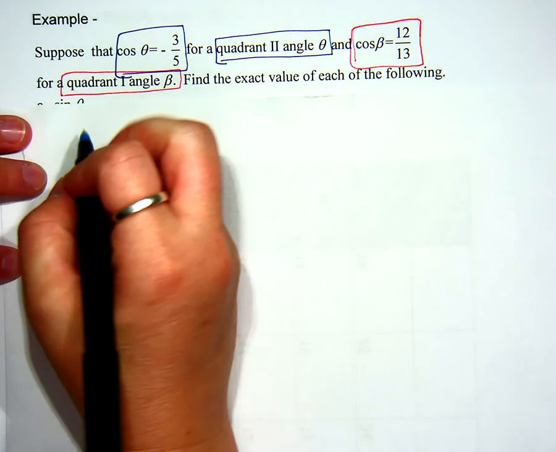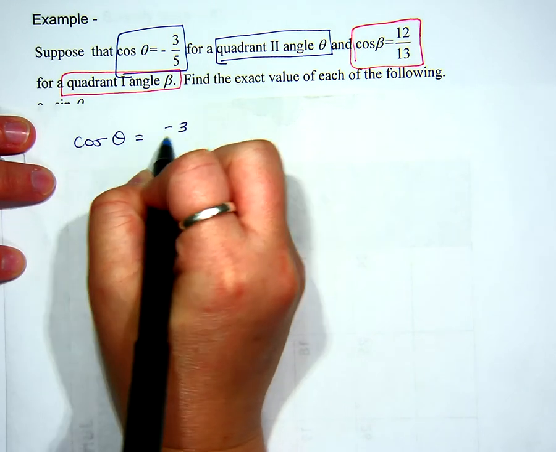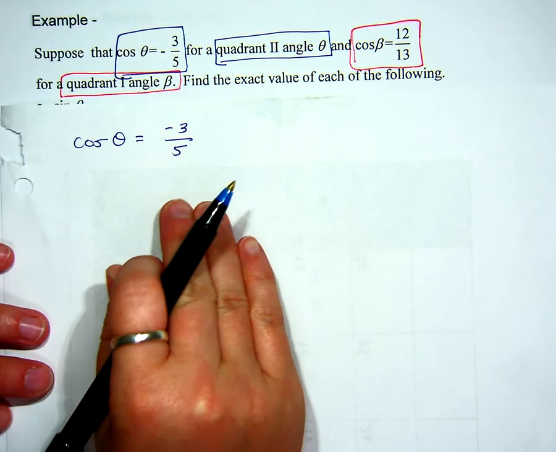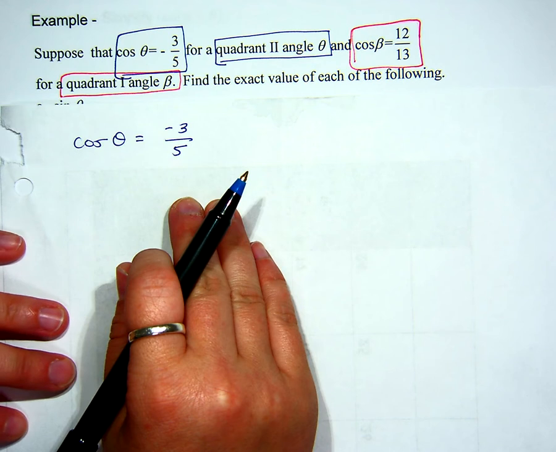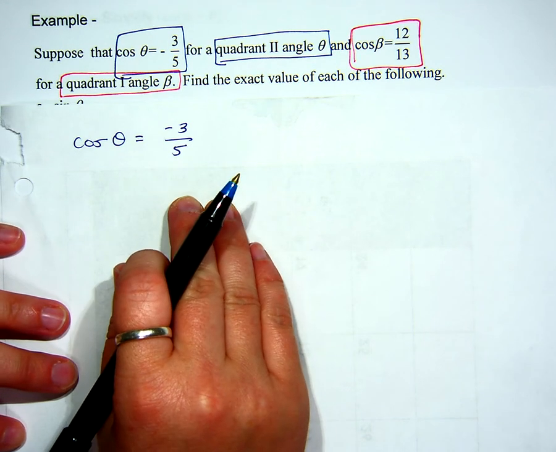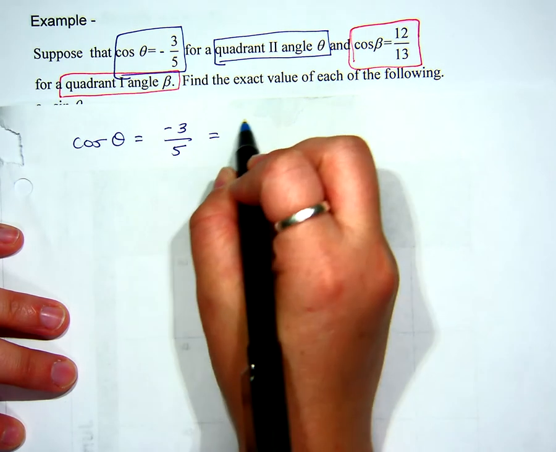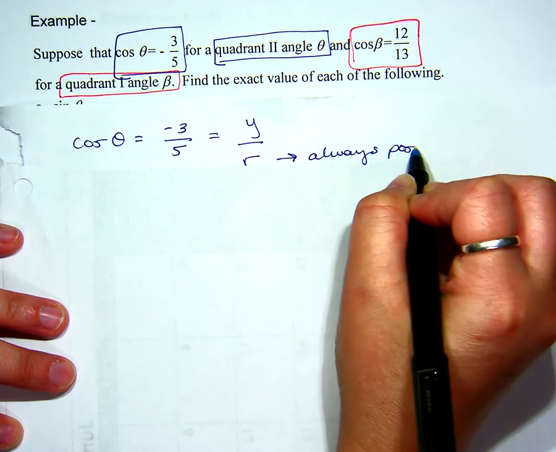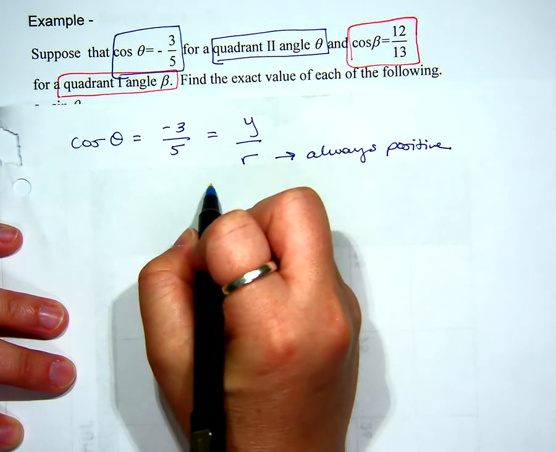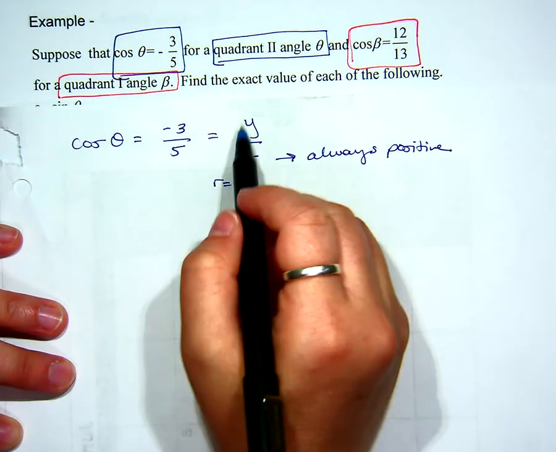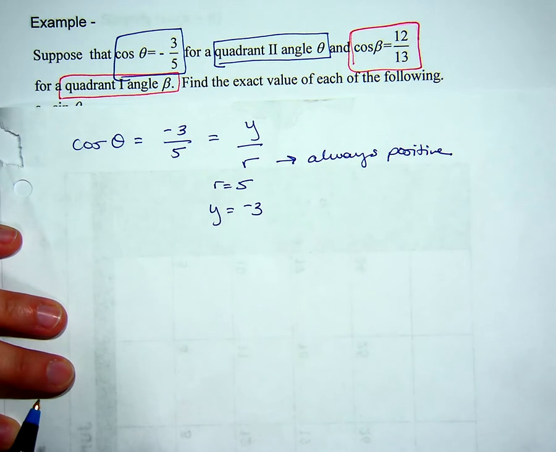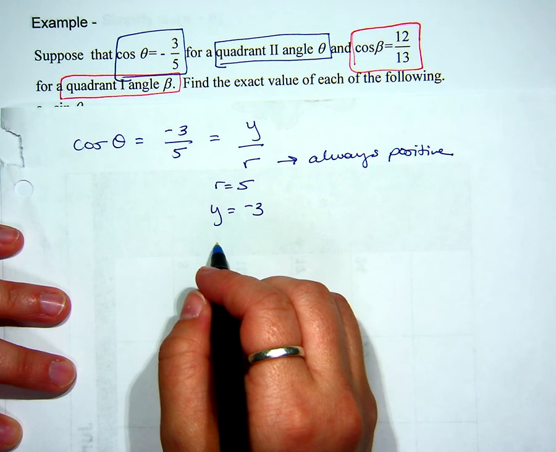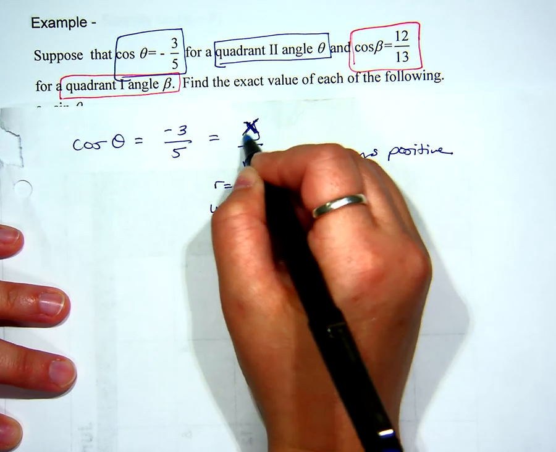First of all, I was told that cosine theta is negative 3/5. Now, if you go to your unit circle, you will not find an x value of negative 3/5. Why? Because this is not on the unit circle. That means that it's on a larger circle, which means I have to understand that cosine of any circle is x over r. R is always positive. That means that r is equal to 5. And that means that x is negative 3. Well, if you have r and you have x, you know we got to go find y.